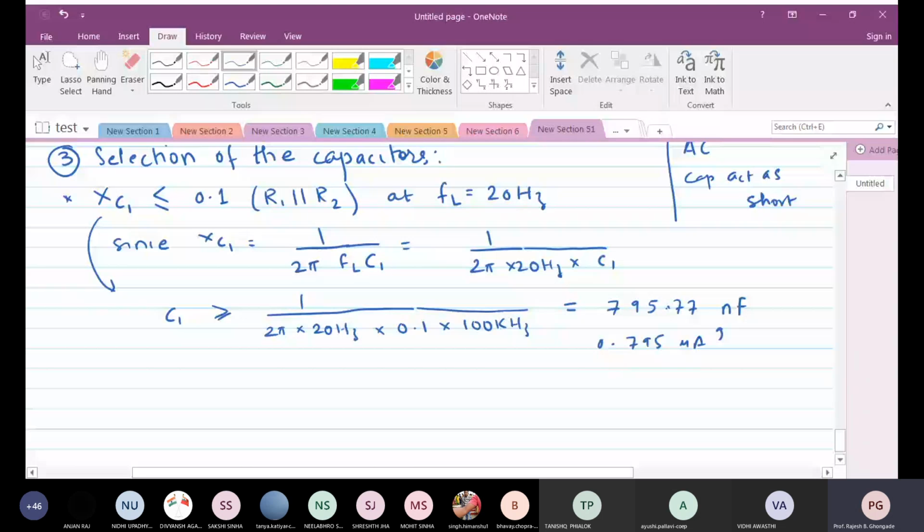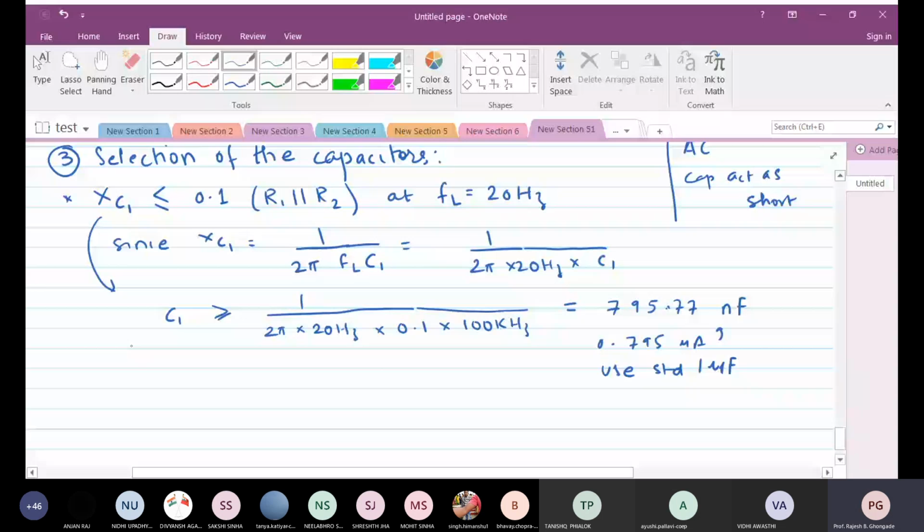Okay. Now we are supposed to select C1 greater than or equal to this, so I can use a standard value of, let us say, 1 microfarad. Okay, we'll do that later on. All right. Now let us go back to selection of C2.